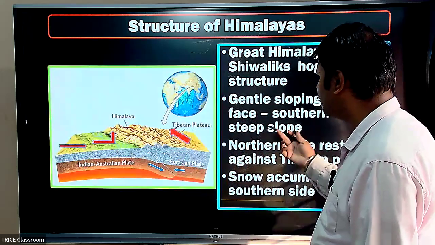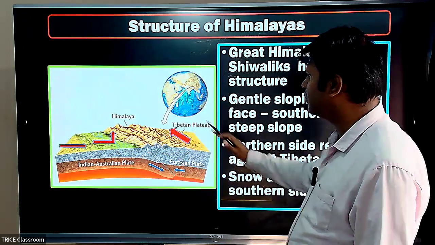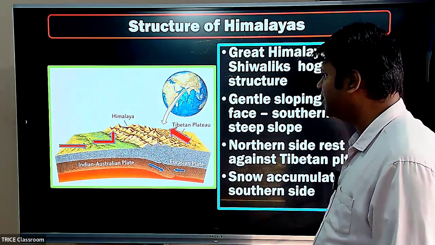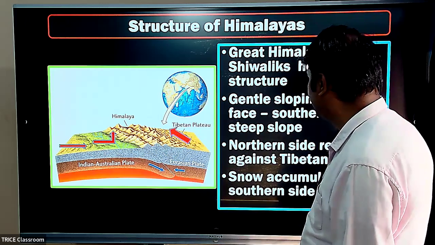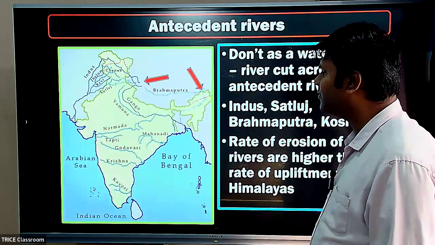Then we've understood about the structure of the Himalaya. I've told you on the Tibetan side it is very gently sloped, but on the Indian side it is a steep slope. All that we've understood.